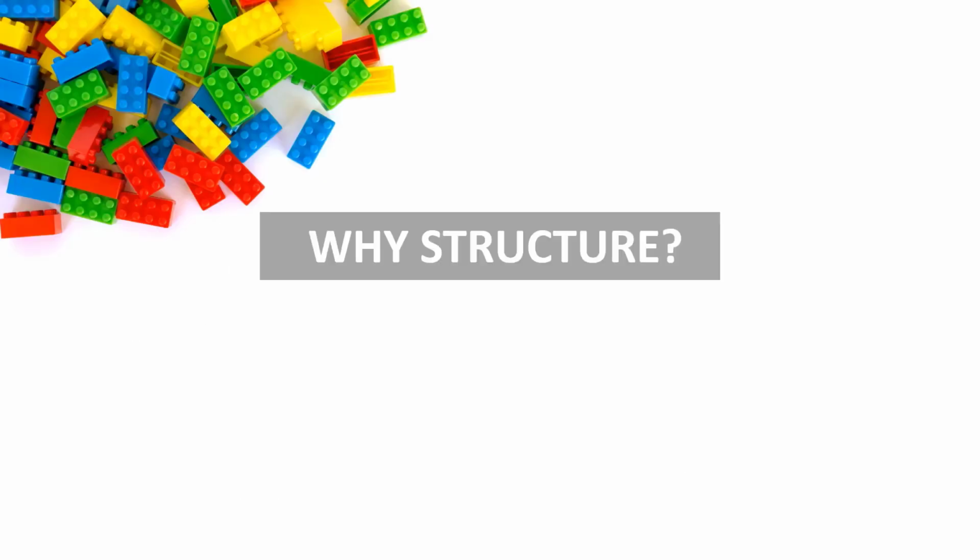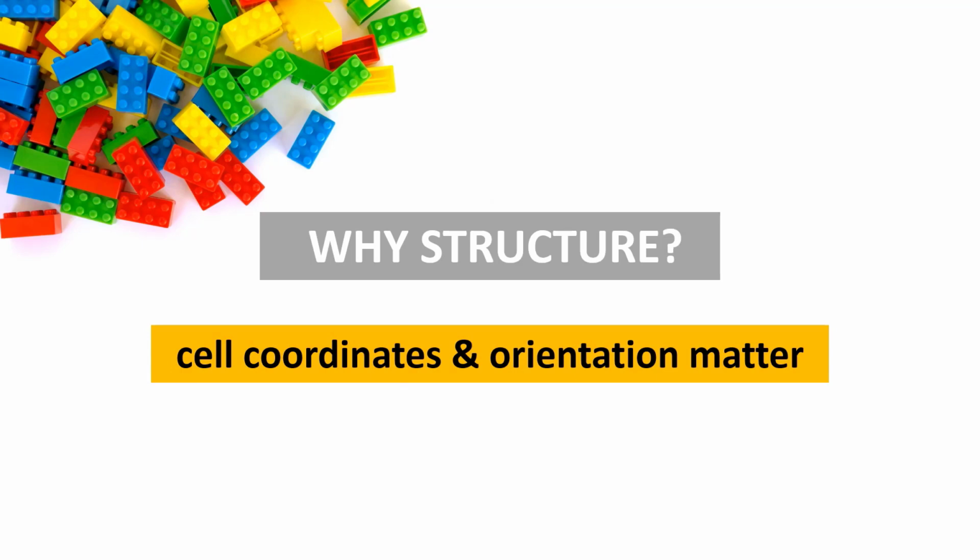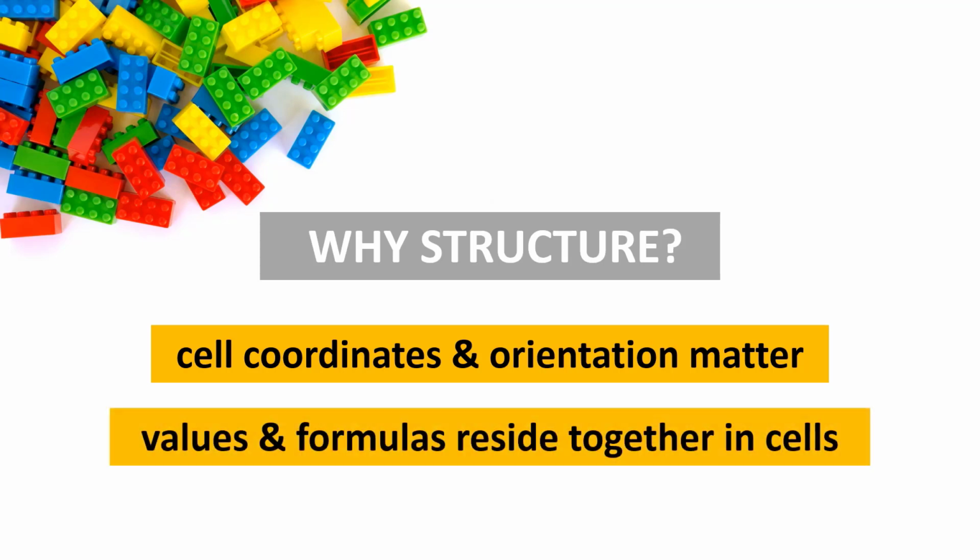So structure in models is critical, but 2 facts about the very nature of spreadsheets are working against us. Fact 1 is that cell coordinates and orientation matter. Every cell in a spreadsheet has its own unique set of coordinates, its row number, and its column letter, and the orientation of our data will often determine the type of formula we have to write, especially when performing lookups.